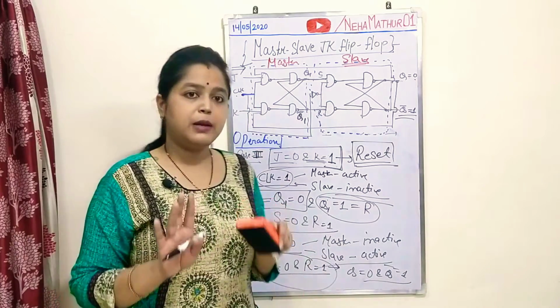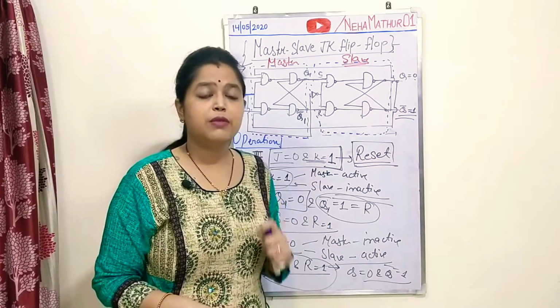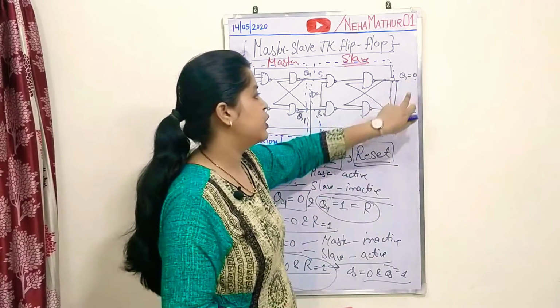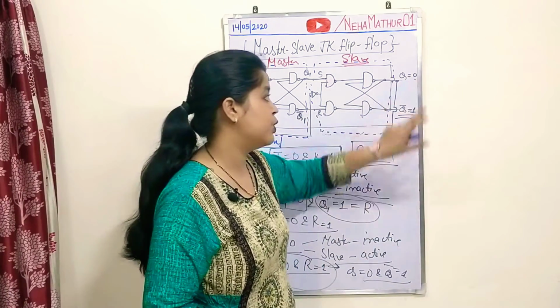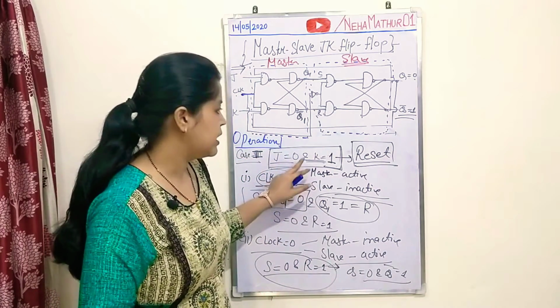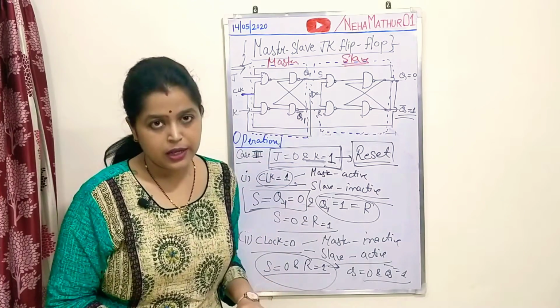That means for this combination of your input, the master slave flip-flop is able to provide stable outputs in terms of Q and Q bar, by providing Q equal to 0 and Q bar equal to 1 for J equal to 0 and K equal to 1. This is the concept for this combination of your input.